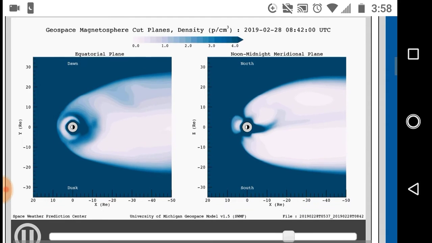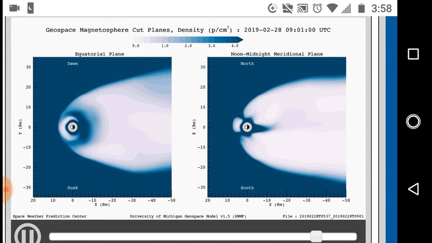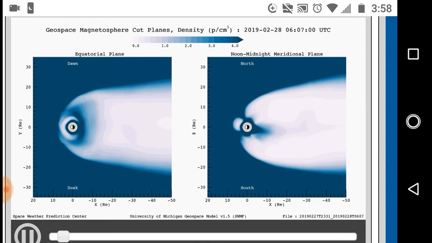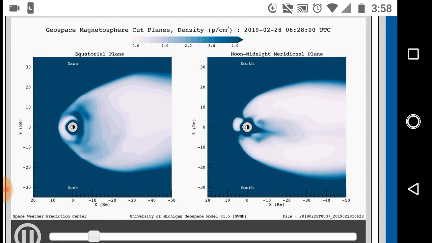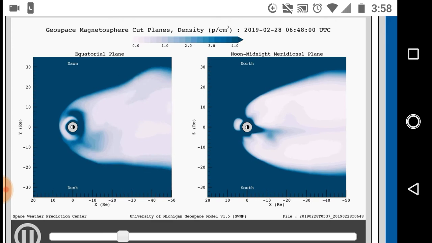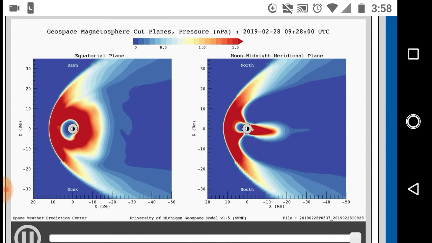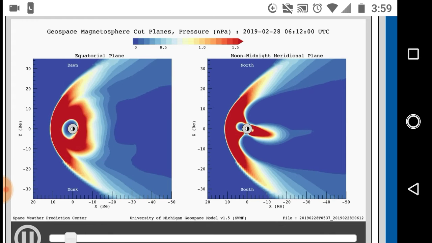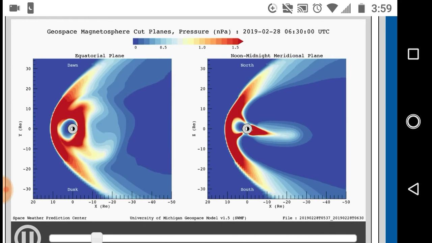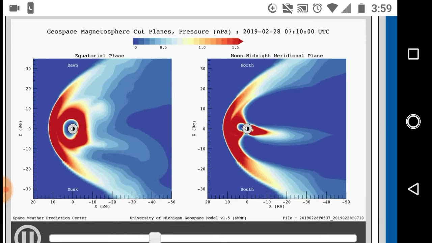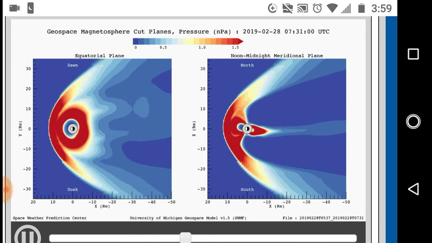Here's the density. Dropped down considerably compared to yesterday. And here's the pressure. Lots of high pressure areas there in the magnetosphere. We'll let that play through.